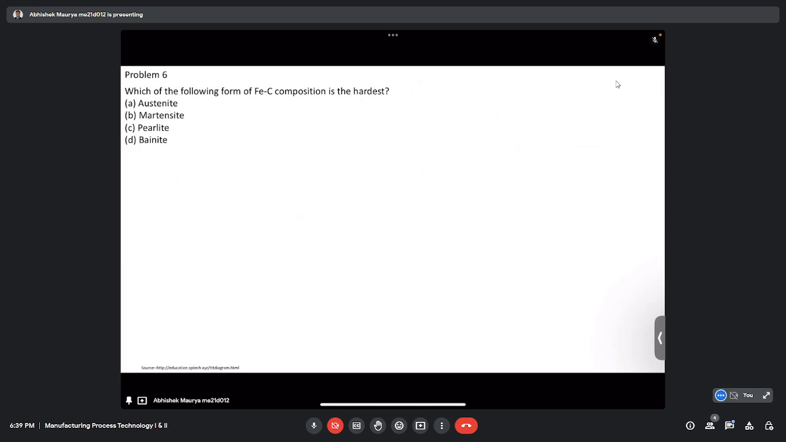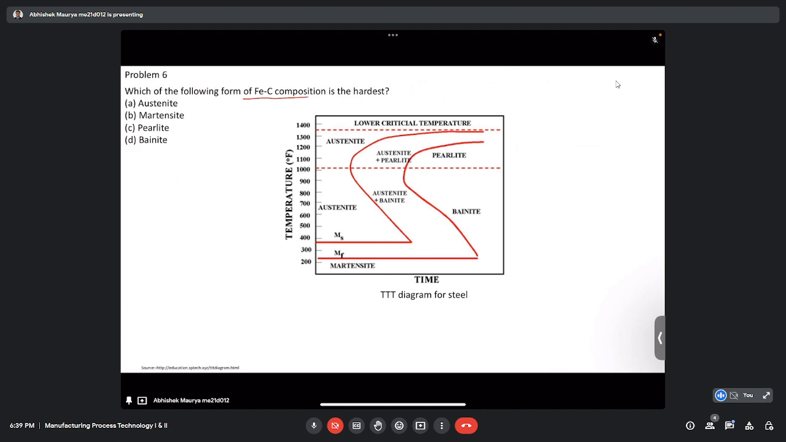Which of the following forms of Fe3C composition is the hardest? Austenite, martensite, pearlite, bainite. Let's quickly see from the TTT diagram, the time temperature transformation curve. If you remember your iron carbon diagram, then how it looks like.